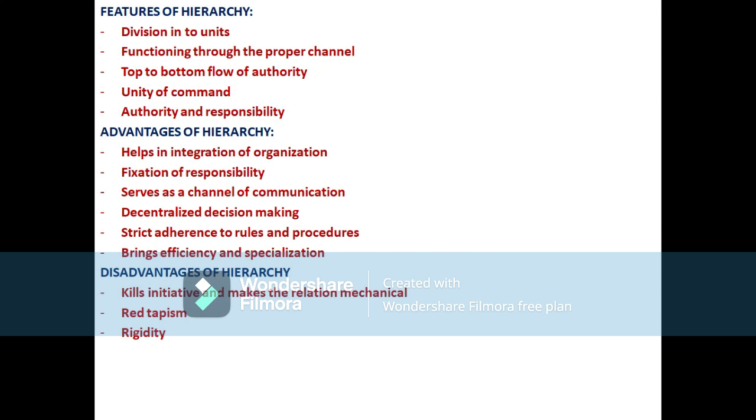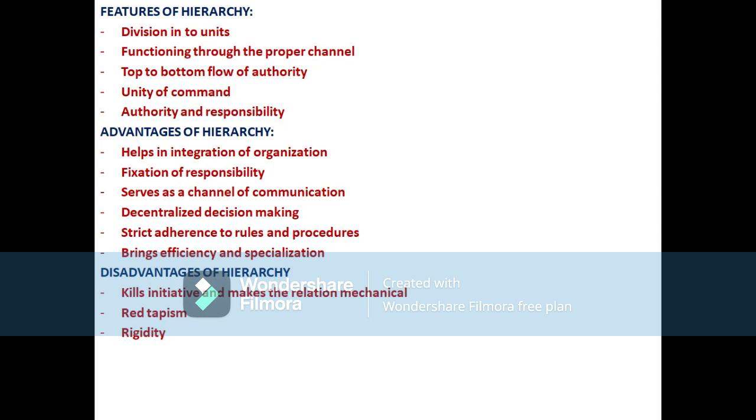And coming to the second one, fixation of responsibility. We all know that each and every level of management has certain responsibilities. For example, top level management, middle level management, lower level management. Top level management has certain responsibilities, like decision making, planning, coordinating, organizing, all these will be done. The main, critical aspects of the organization will be taken care of by the top level management. Coming to the middle level management, they are responsible for their particular departments.